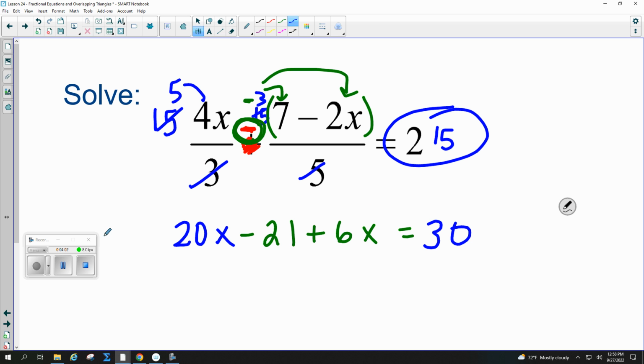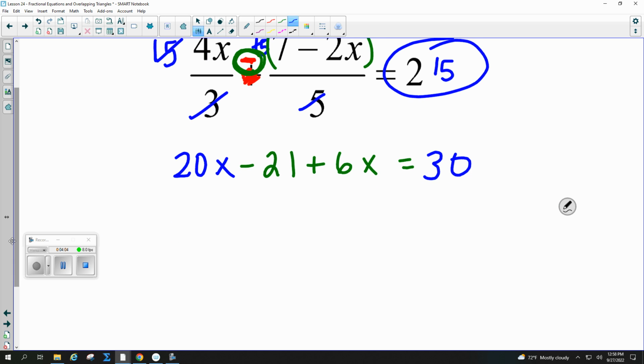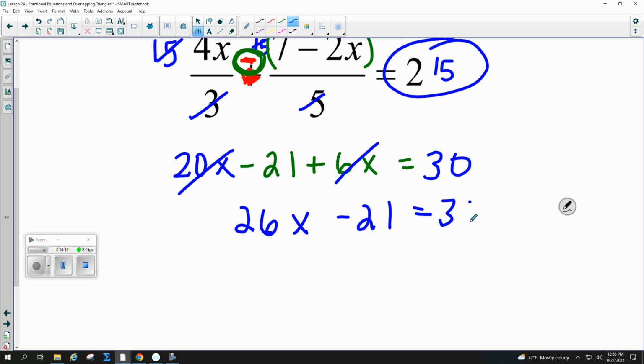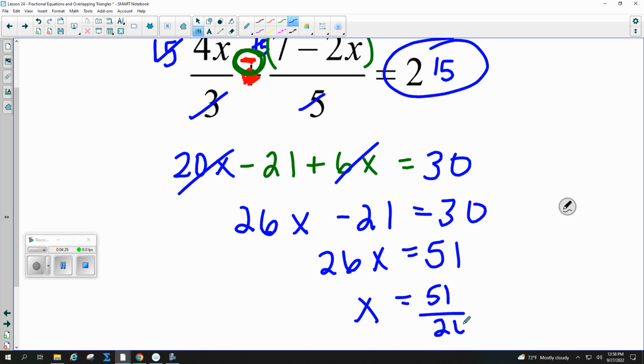And hopefully if you get to here, it's smooth sailing, all right? So 20x plus 6x is 26x. And then I have minus 21 equals 30. Okay, I'm going to add 21 to both sides. That gives me 51. And I'm going to divide by 26. That gives me 51 over 26, which I don't think reduces, so we're good to go.